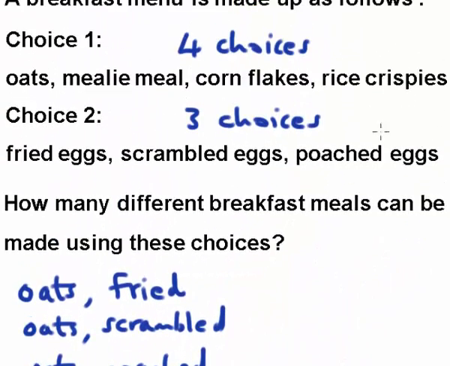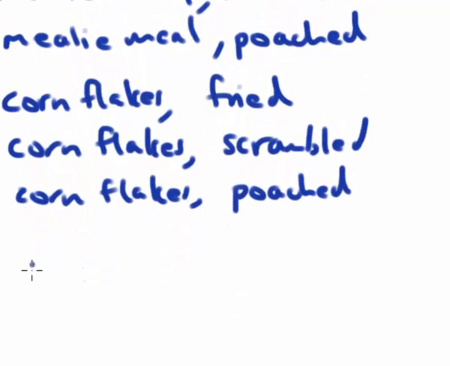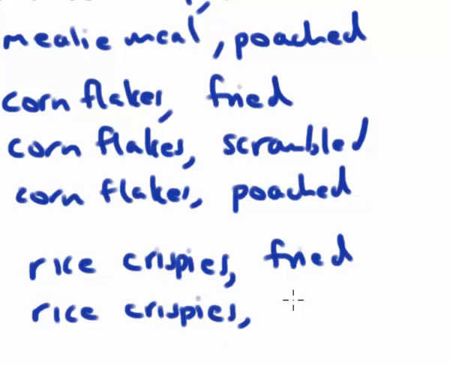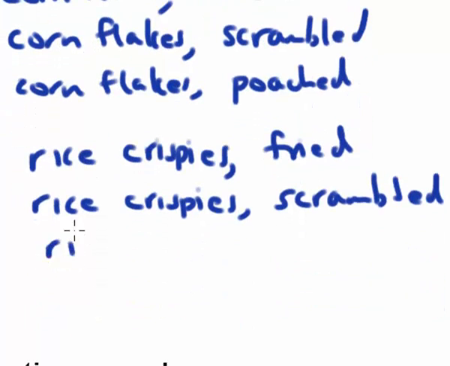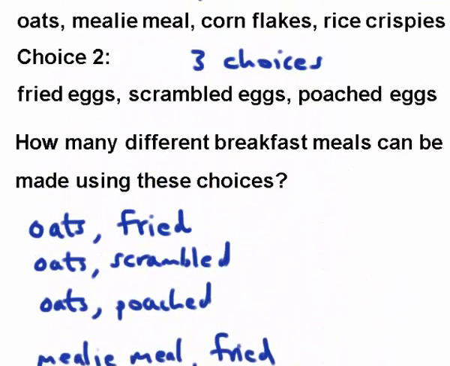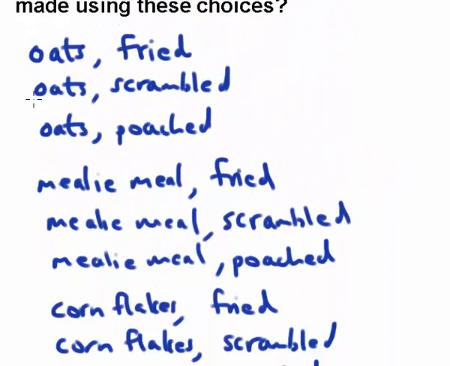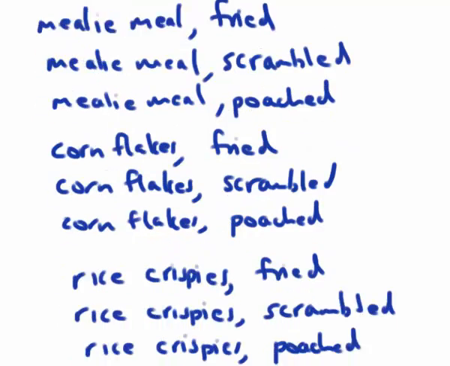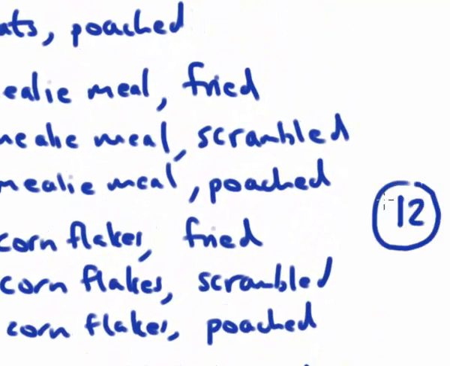Or you could go for the Rice Krispies. Watch how easy this is. We could have Rice Krispies with fried eggs, Rice Krispies with scrambled eggs, or Rice Krispies with poached eggs. Now, how many possible meal choices do you have? You've got 3 for the oats, 3 for the Millie Meal, the cornflakes 3, and the Rice Krispies 3. That is a total of 12 possible meals.